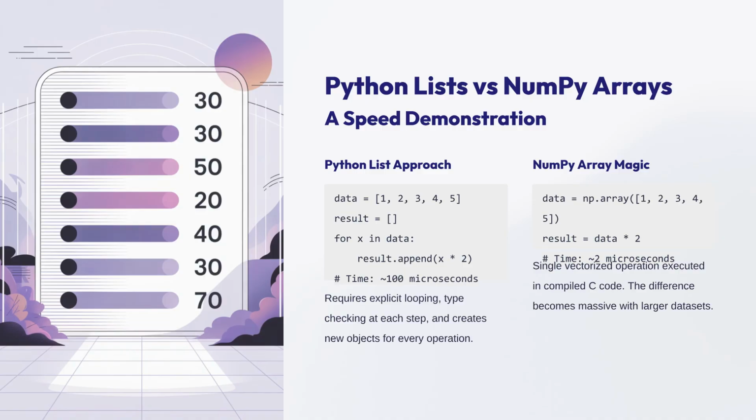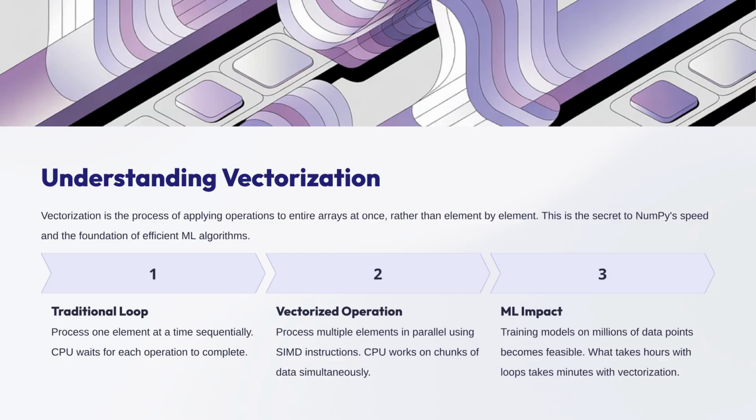This demonstration compares a Python list approach, which requires explicit loops and takes around 100 microseconds, to NumPy array magic, which uses a single vectorized operation and takes only 2 microseconds. Vectorization is NumPy's secret to speed. It processes multiple elements in parallel, using single instruction, multiple data instructions. This is essential for training models on millions of data points quickly.